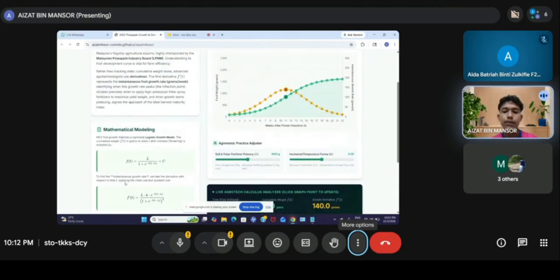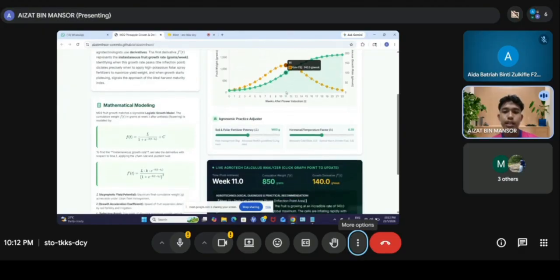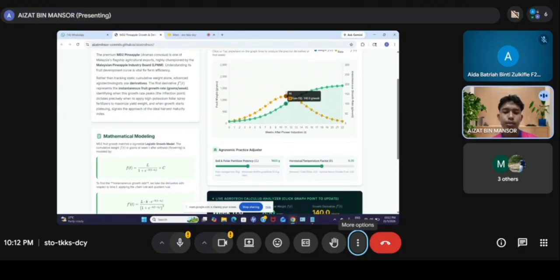Next, I will explain the interactive graph. This graph displays two curves. The first one is the fruit weight function, and the second one is the derivative graph. Users can click on any point on the graph to analyze the derivative value at the specific week. For example, at week 11, the derivative value is around 140 gram per week. That means the pineapple is growing at its fastest rate during that time.